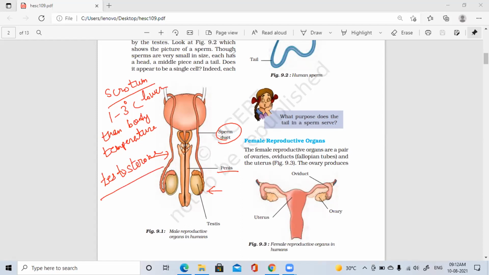Right? Formation of sperms starts at the age of 14 to 15 years. After that, throughout his life. And if I talk about the male, a healthy male can produce about 2 billion sperms every day.